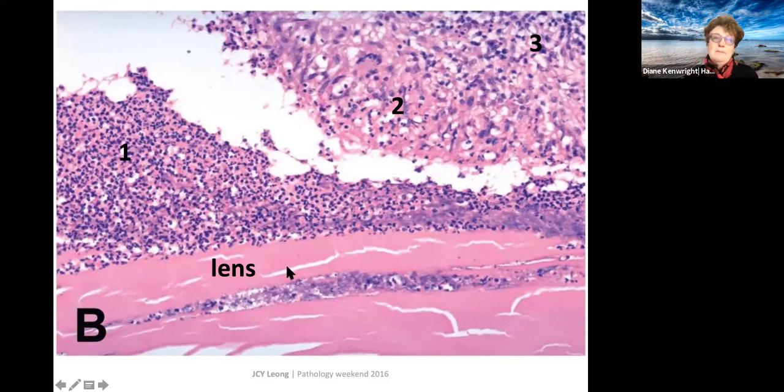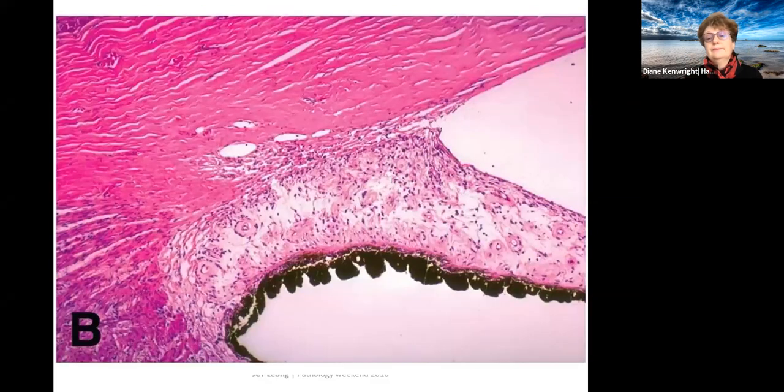One of the questions that might come up is the immune reaction. Those basic science questions, it's really worth understanding the difference in immune reaction between phacolytic and phacoanaphylactic.